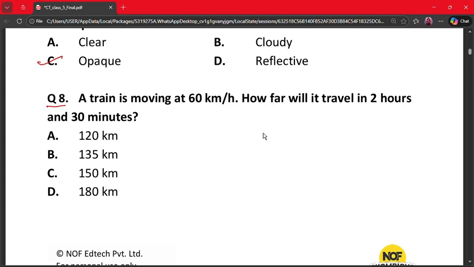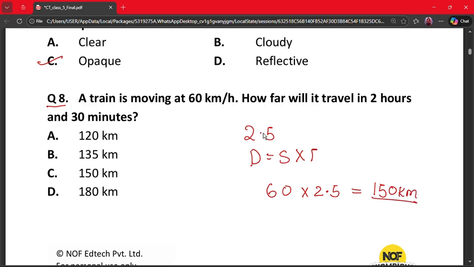A train is moving at 60 km per hour. How far will it travel in 2 hours and 30 minutes? A, 120 km, B, 135 km, C, 150 km, and D, 180 km. So 2 hours 30 minutes means 2.5 hours, and distance equals speed into time. So it is 60 into 2.5. It gives us 150 kilometers. So our correct answer is option C.